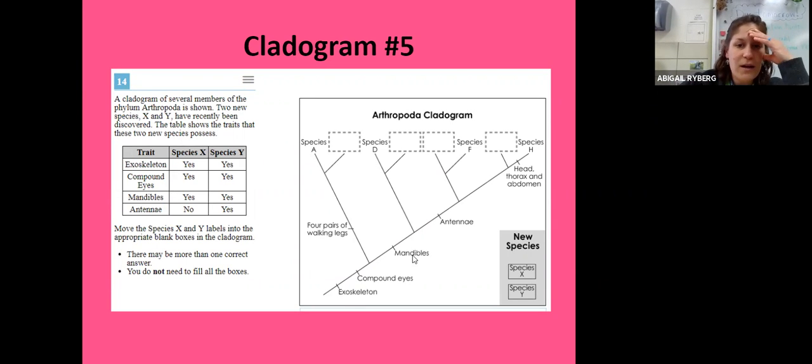Okay, so a cladogram of several members of the phylum Arthropoda is shown. 2 new species, X and Y, have recently been discovered. The table shows the traits that these 2 new species possess.